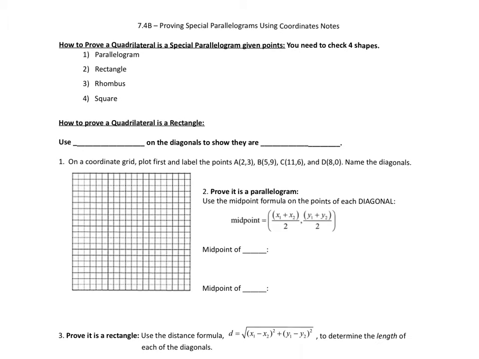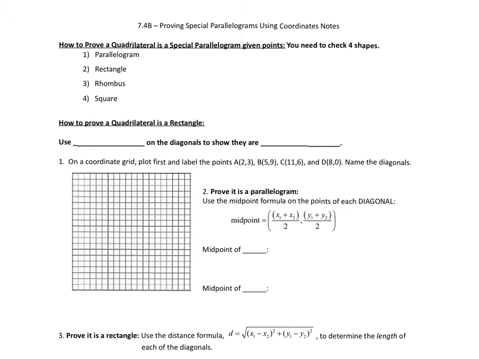Okay, so we are doing more on 7.4 today. Let's go do a little bit of review here. Parallelogram. How to prove a quadrilateral is a special parallelogram given points. You need to check 4 shapes. Okay, for a parallelogram, in order to prove that they are given the shapes of a parallelogram.